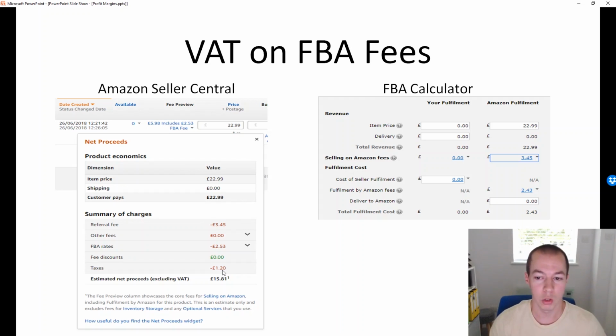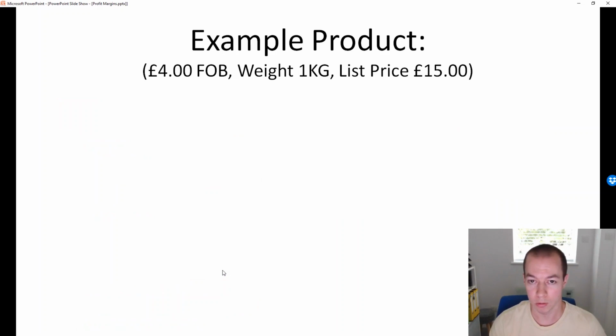So onto the actual overall calculations themselves. I've based this on a product that we can source at £4 per unit. The weight of the product is 1 kilo, and the sale price or the list price of the product will be £15. So this is an example that hopefully you can use for any of the products you're thinking about selling to get a really good idea of what your profit margin will be on that product.